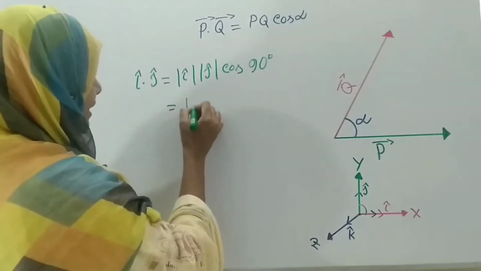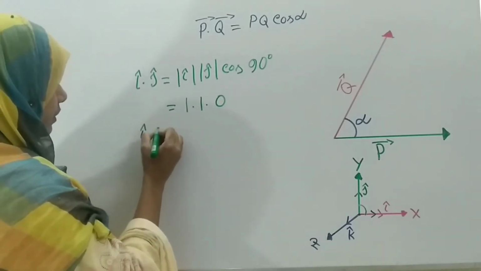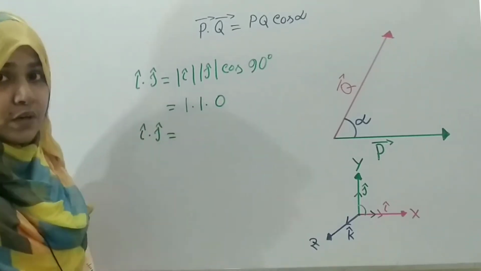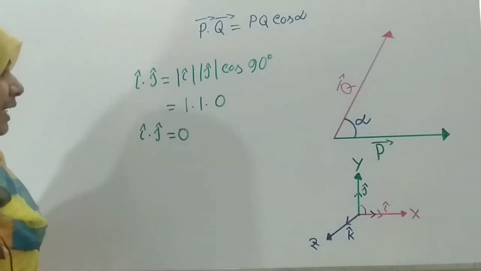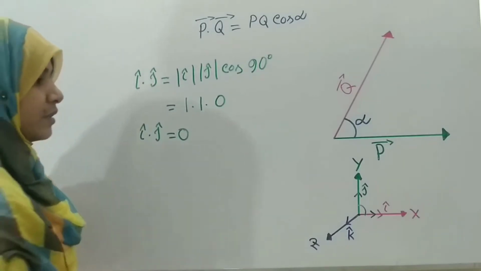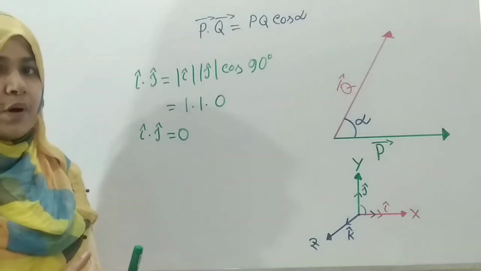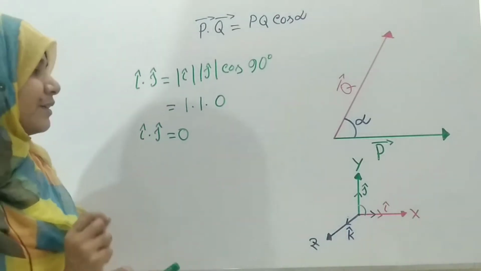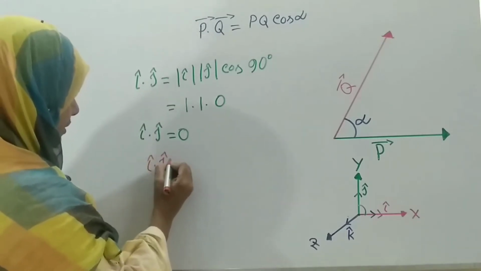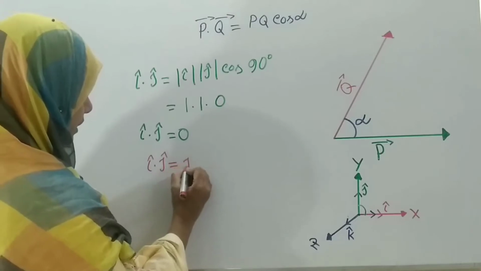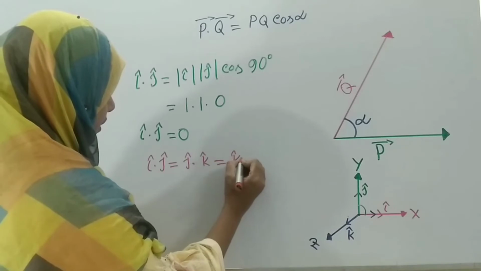So we can say that the product of different types of rectangular unit vector is 0. As i dot j equal to 0, so we can write that j dot k or k dot i, every different type of rectangular vectors product remains 0 every time. i dot j equal to j dot k equal to k dot i is equal to 0.